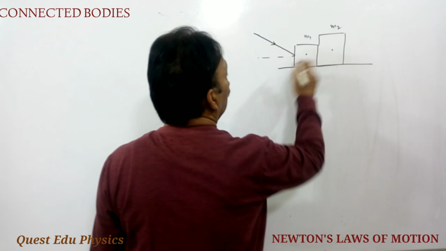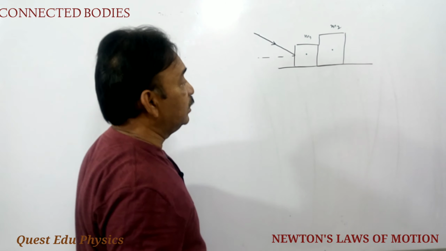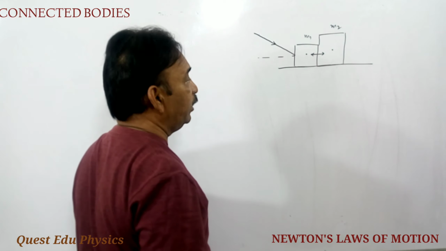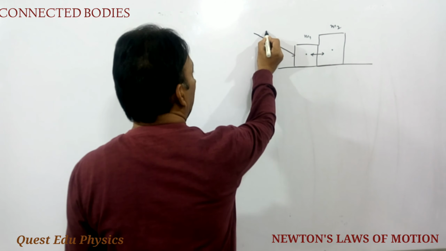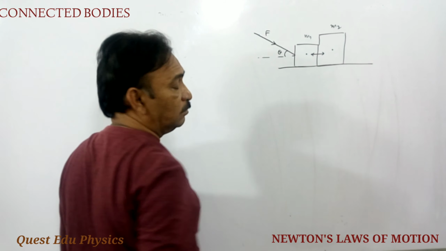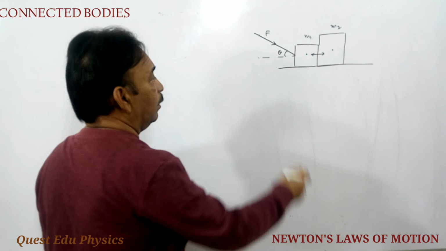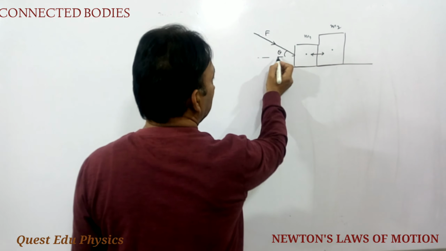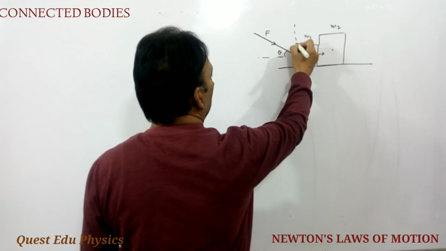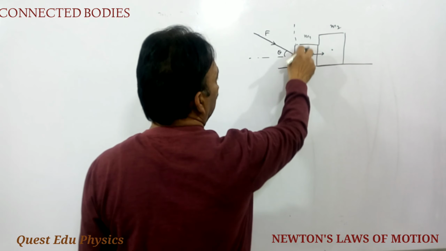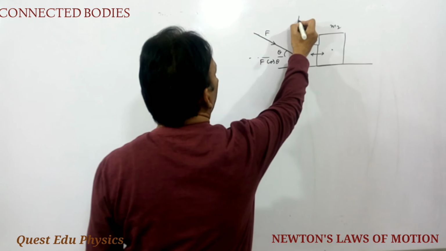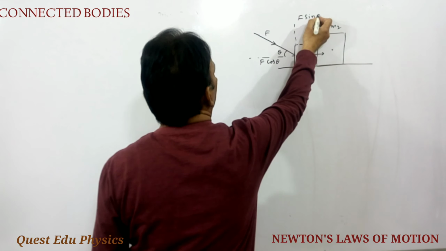Then he is asking us to find the acceleration of the system as well as the contact force, which is the force acting on the body, making an angle of theta with the horizontal. In this case you have to resolve the force into components, horizontal as well as vertical. It is F cos theta and F sin theta.